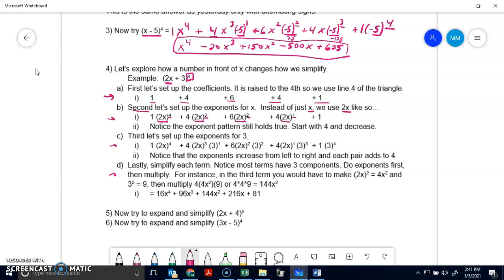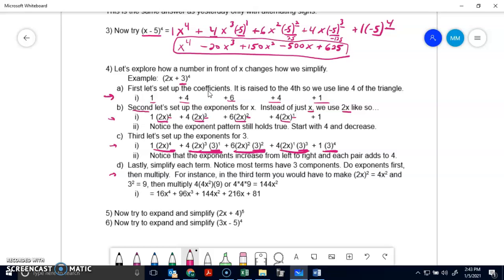And then for the third part, we're going to set up the exponents for the second term, which is 3. So I'm going to take the 3, and there's nothing here. 3 to the first, 3 to the second, 3 to the third, 3 to the fourth. So it's still the same pattern of those exponents increasing. And then on the last step, we just need to simplify all this, and that's all D is. I'll let you take a look at D yourself here a little bit.